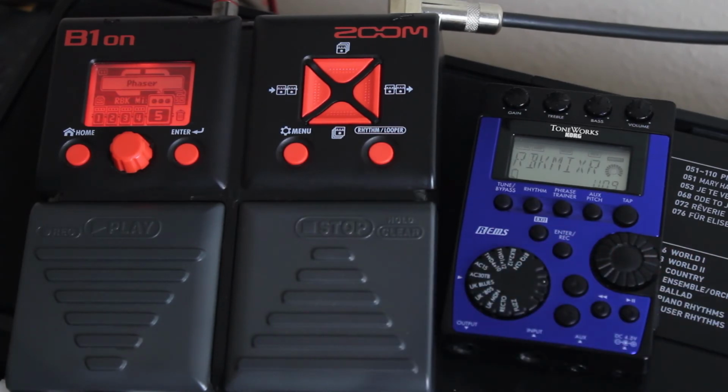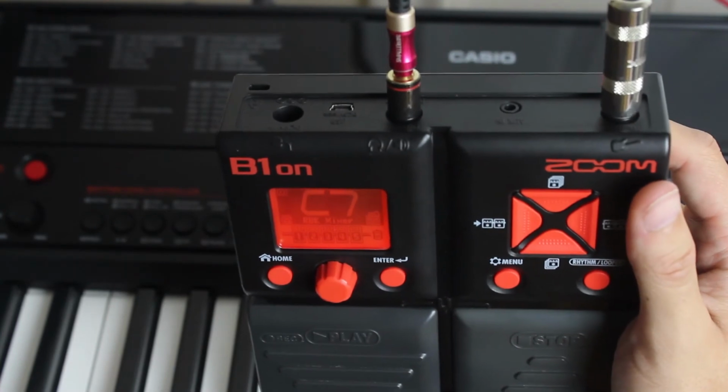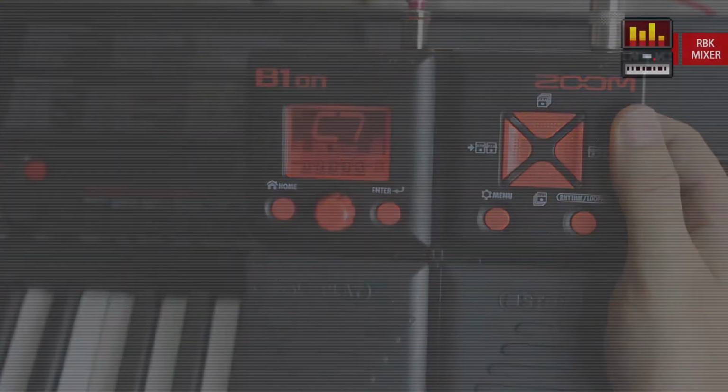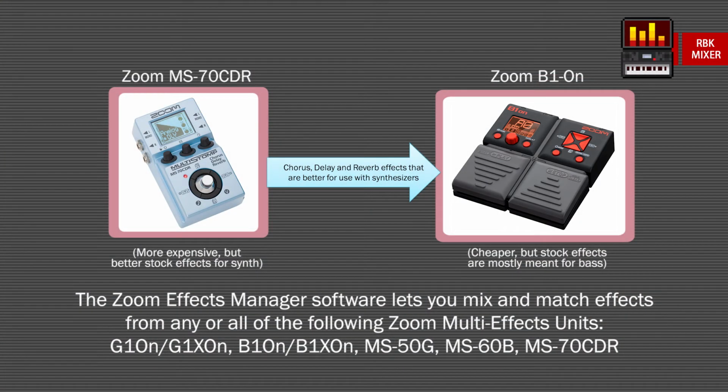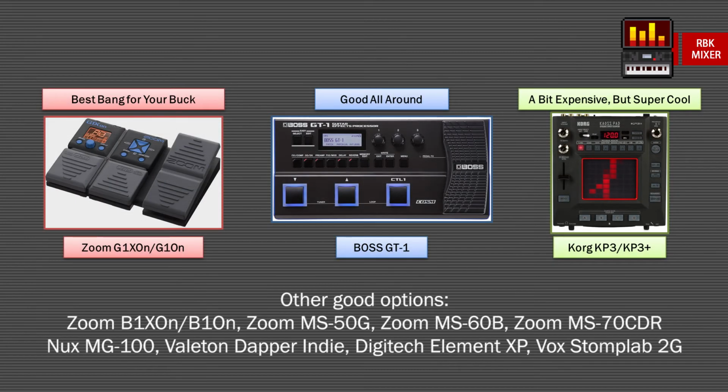I've got my Zoom B1 On effects unit here, and even though it's designed to be used with bass guitars, I've used the awesome Zoom Effects Manager hack to load it up with some newer effects from the more synthesizer-friendly Multistomp CDR. If you're interested in some other affordable options, here are a few you might consider, but I encourage you to do your own research into what suits your particular needs and budget.